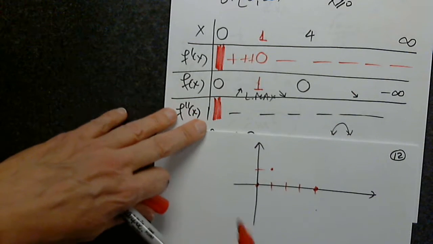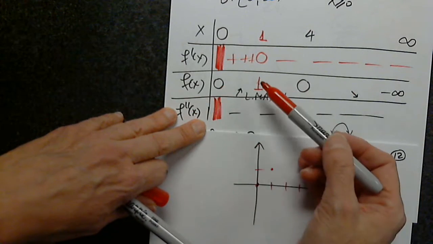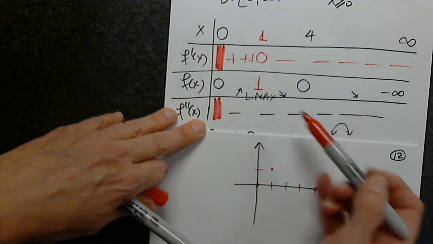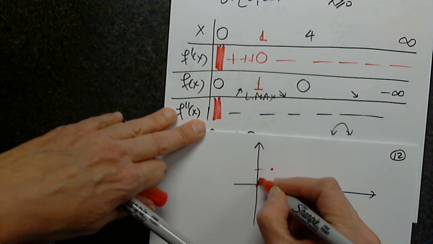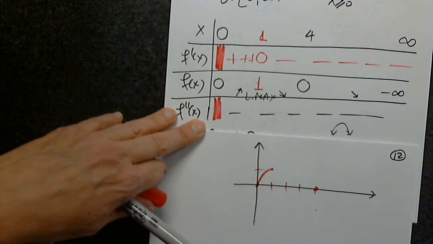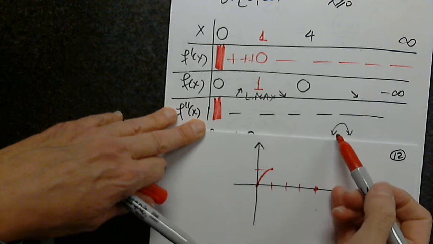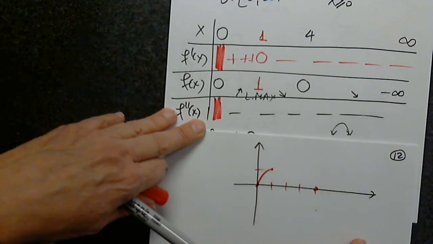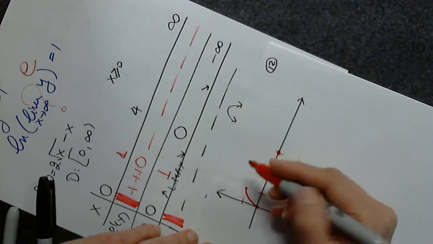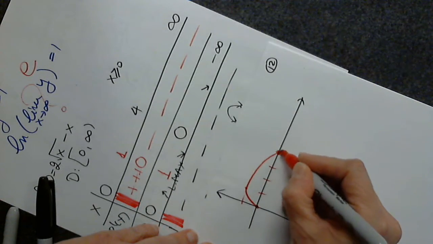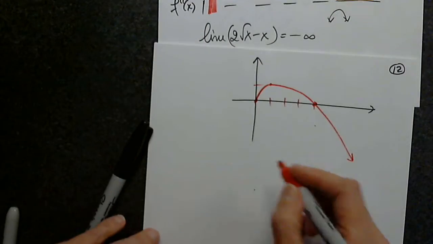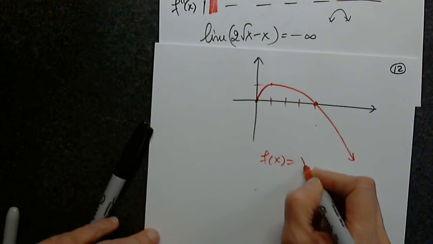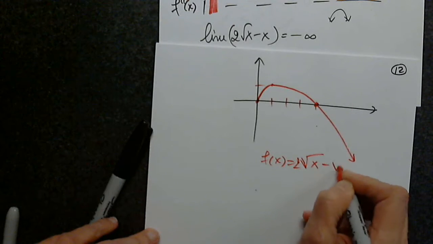And then this says from 0, 0, increasing, opening downward to 1, 1, and then decreasing, opening downward to crossing the x-axis at 4, 0 and going towards negative infinity. So this is the graph of f of x equals to the square root of x minus x.